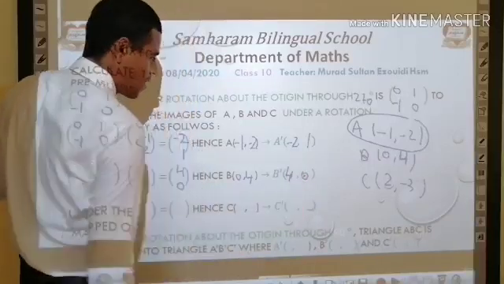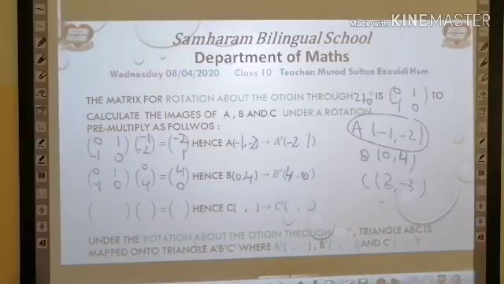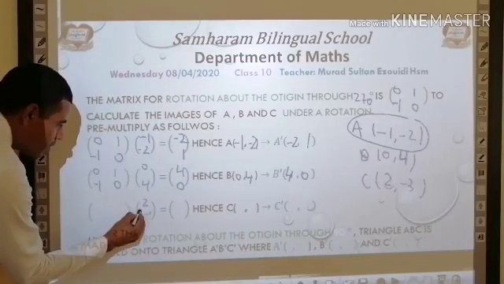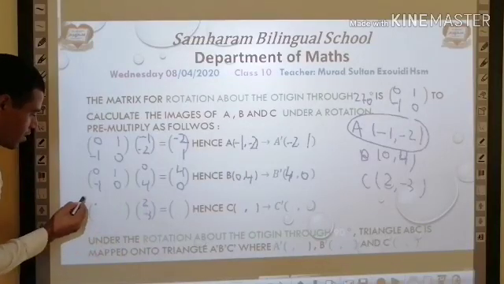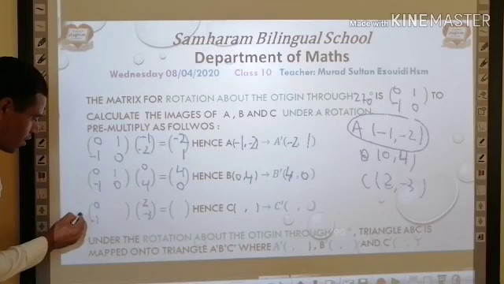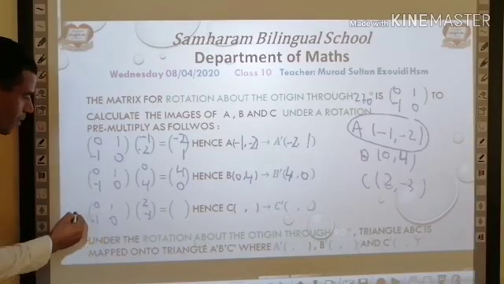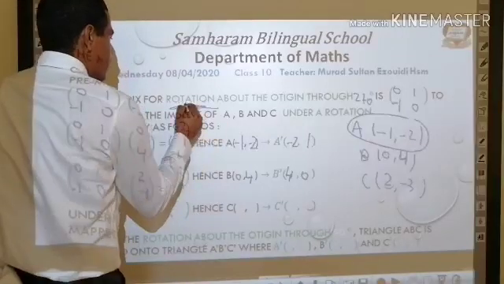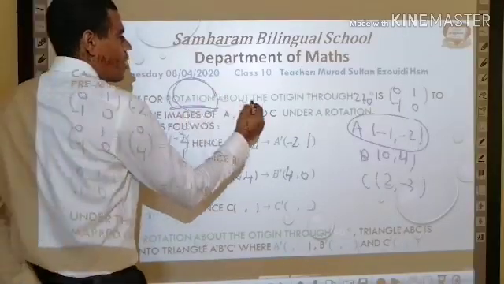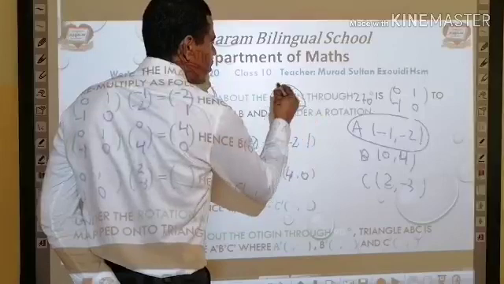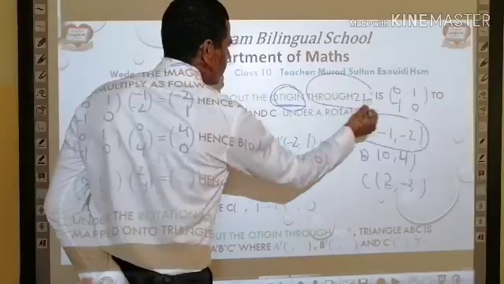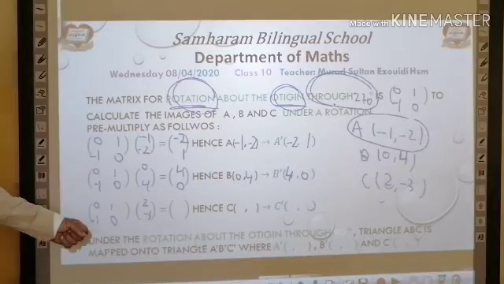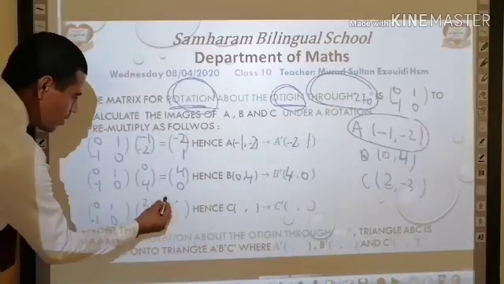Then the next point is 2, negative 3. This is 2, this is negative 3. This is 0, negative 1, and this is 1, 0. Multiply this by that. Think of it as a rotation about the origin through 90 degrees. So this one gives only negative 3.